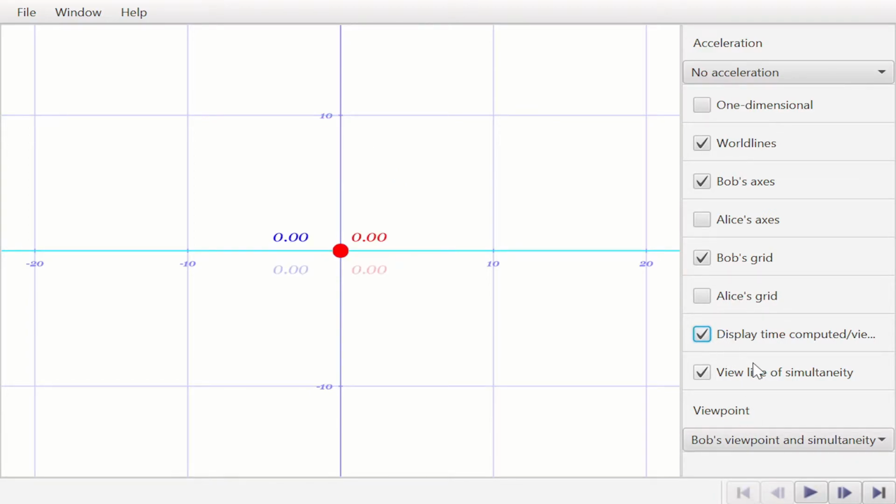And we can run this by displaying the time. So the top time is the times computed, and the bottom time is the time seen, given the fact that light takes a while to travel. So the bottom number is what Bob would see of Alice's time if he had a big telescope, and he could see a big clock on her spaceship. And this number is what Alice would see looking back toward Bob. So let's start that off.